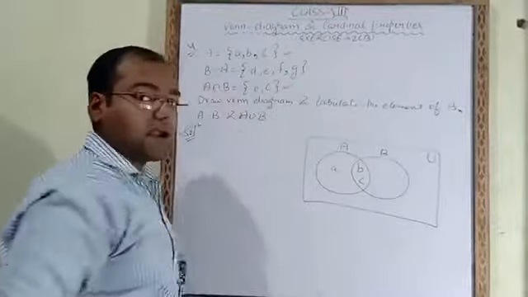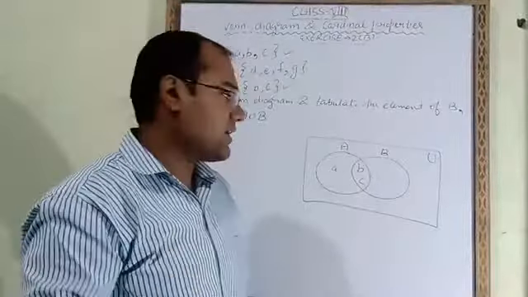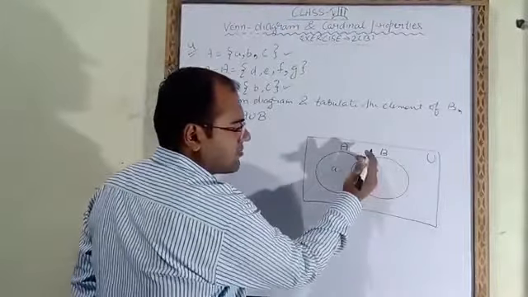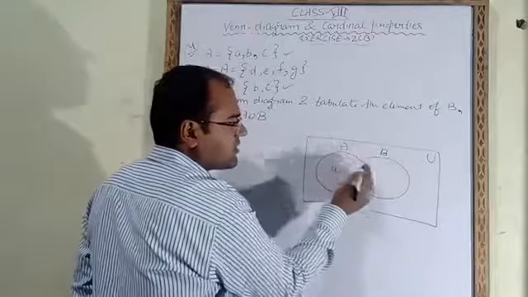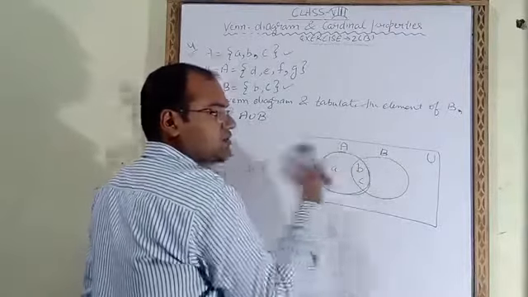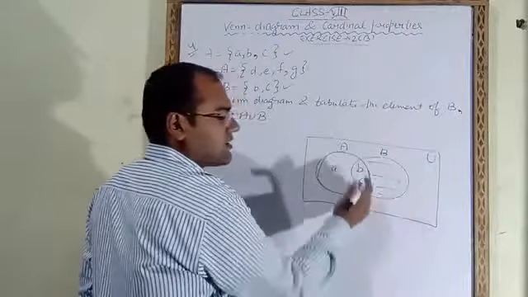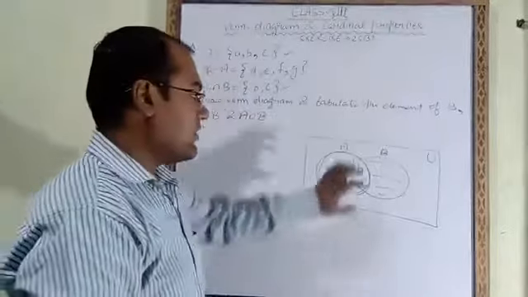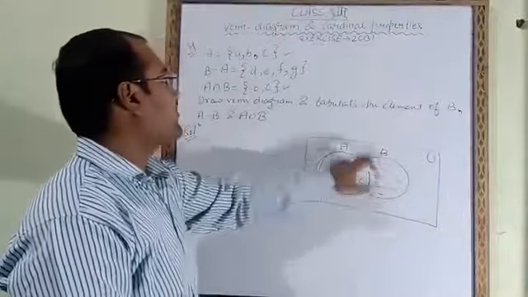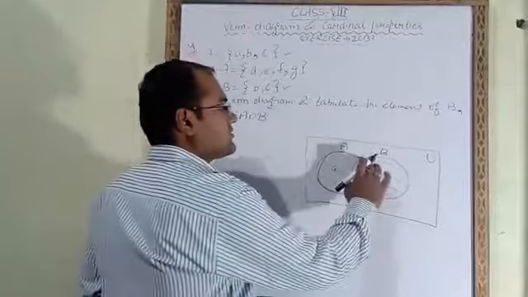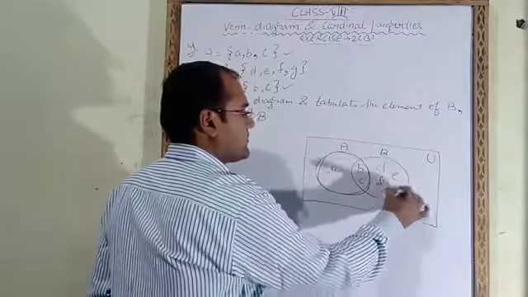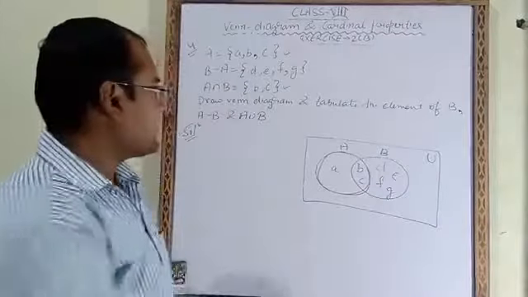Now B minus A. B minus A means from B we have to remove A. This is the circle of B. From this circle we have to remove this A circle. So which part is remaining? If we remove the A circle, this much part will be remaining. So B minus A is this part. So in this part we have to fill D, E, F and G. So this is the Venn diagram of this question.